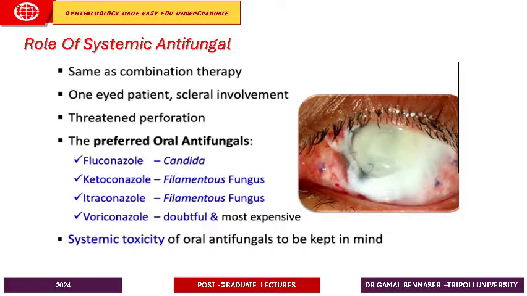However, systemic oral antifungal has limited indications: in single-eyed patients after failure of combination therapy, when there is scleral involvement or deep anterior chamber involvement, or when there is a threatened perforation. In these situations, we can add oral antifungal drugs, namely the azoles: fluconazole in Candida, ketoconazole in filamentous fungus, or itraconazole in filamentous fungus as well. Voriconazole is very expensive and it has no additive effect.